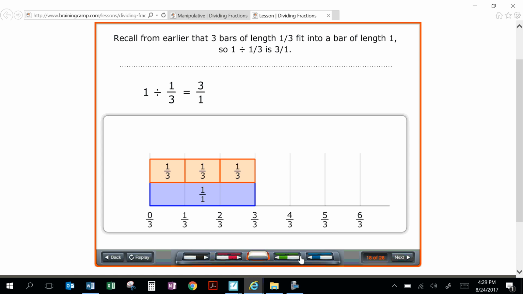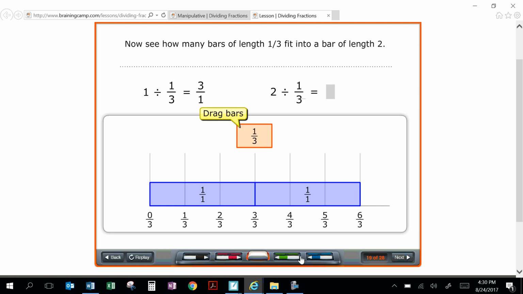Recall from earlier that 3 bars of length 1/3 fit into a bar of length 1. So 1 divided by 1/3 is 3 over 1. So they did a reciprocal. Now see how many bars of length 1/3 fit into a bar of length 2. So how many groups of 1/3 do you think fit into 2 whole?